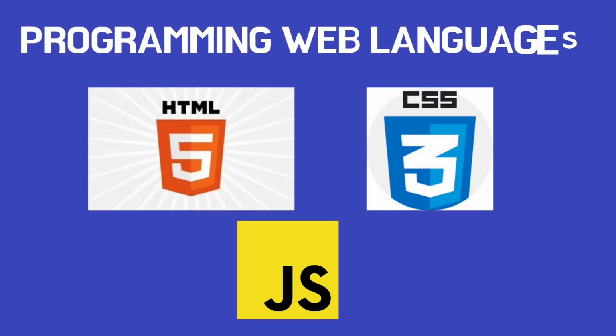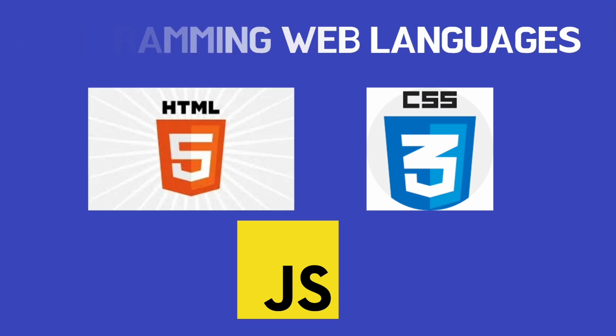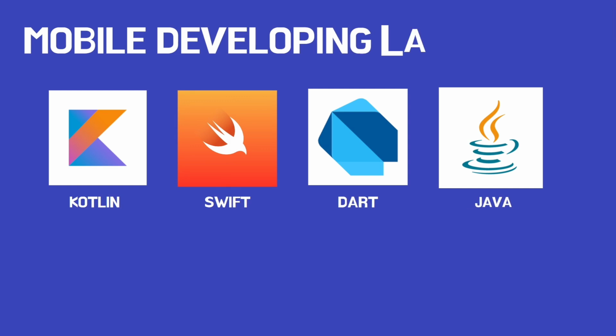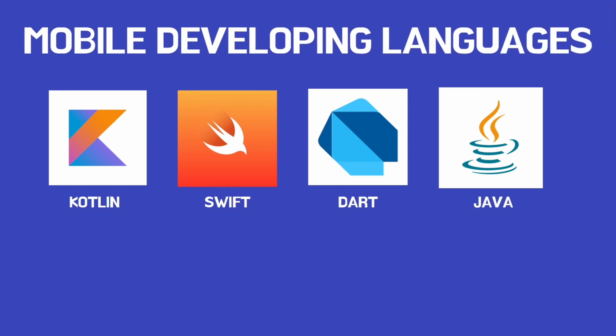So here are the programming web languages. If you want to program a web, to make a short portfolio or some web you want to make for some company, you can use HTML, CSS, and JavaScript, which I just previously explained to you guys. And for mobile developing languages, there are Kotlin, Swift, Dart, and Java.